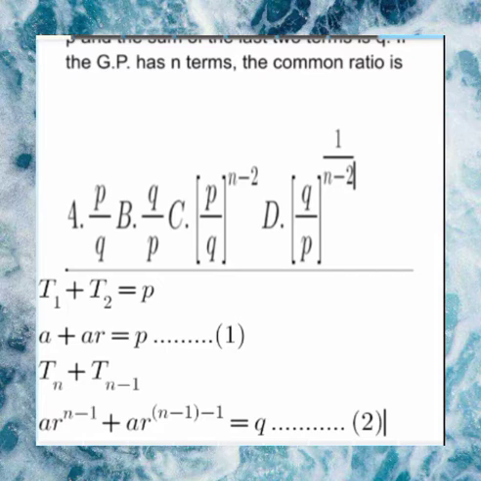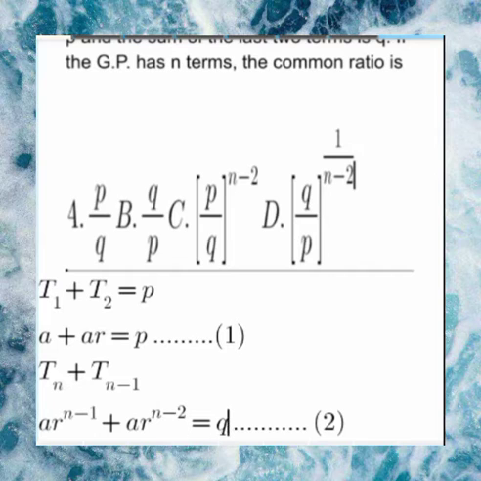So I'm going to call A plus AR equals P equation 1 and AR raised to power n minus 1 plus AR raised to power n minus 2 equals Q equation 2. Now if you open this bracket here, I'm going to have R raised to power n minus 1 minus 1. That's definitely going to give me n minus 2. So I can completely remove the bracket. So this is going to be AR raised to power n minus 2. That's for the term before the last term.